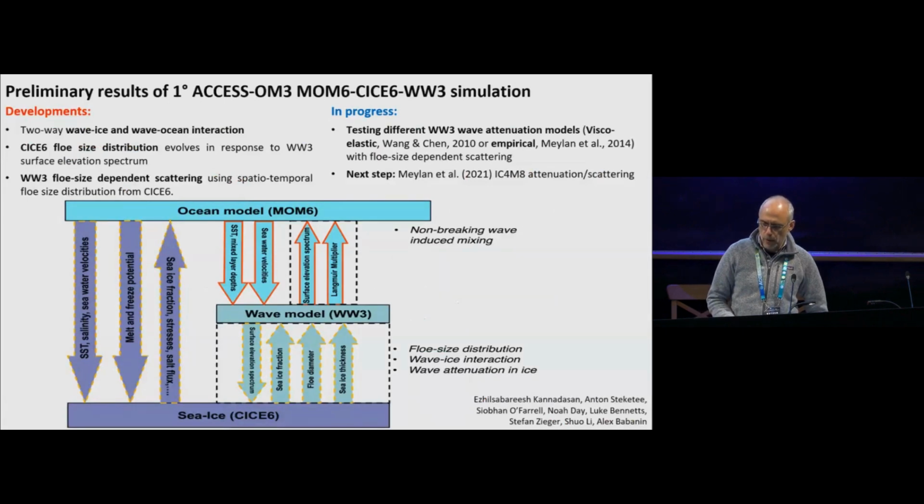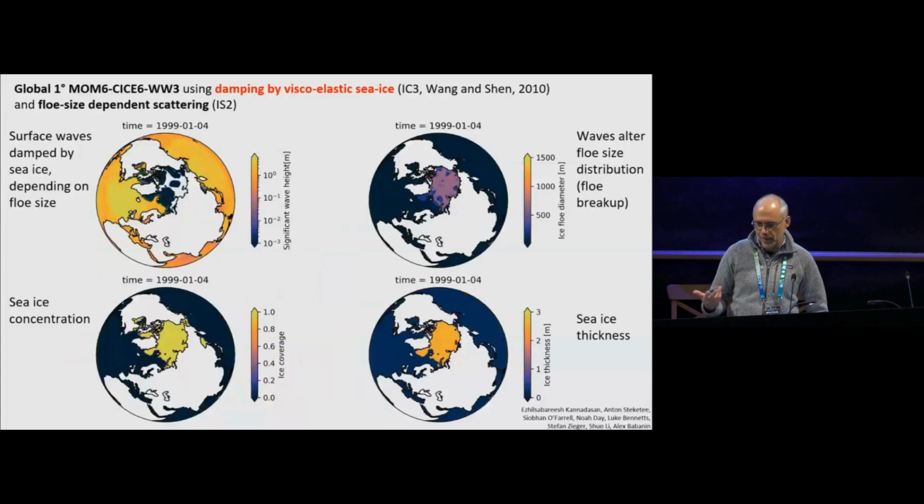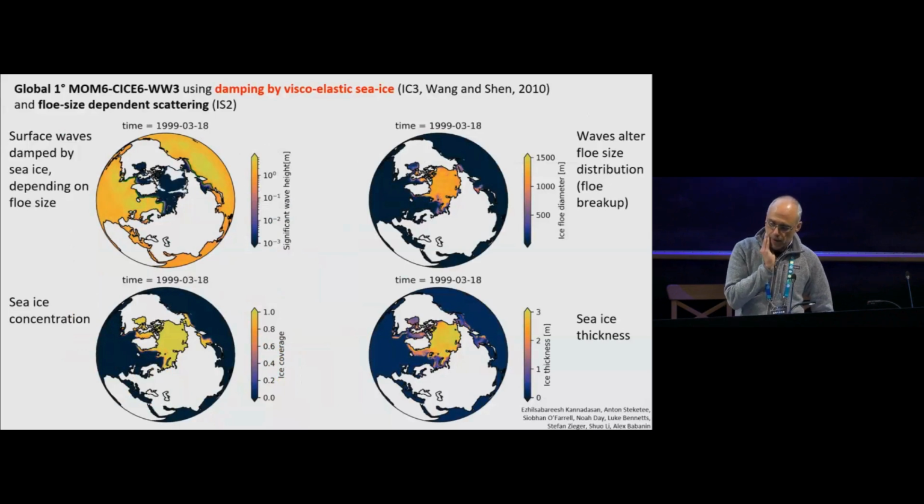So just to show you what that looks like, this is a schematic with the fields coupled between the 3 model components in a MOM6, SIS6, WaveWatch 3 simulation. And this is what it looks like. So this is the work of Valil and several collaborators. And so the top left there is showing the significant wave height, and there's a green line there which is the 15% sea ice concentration contour.